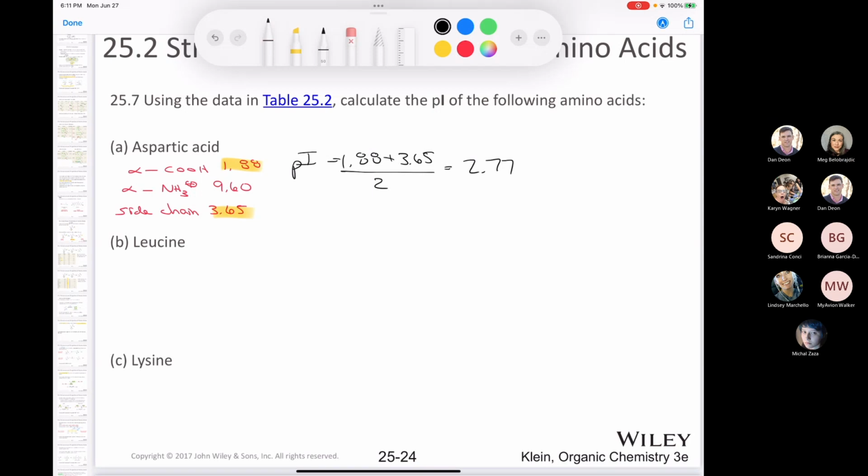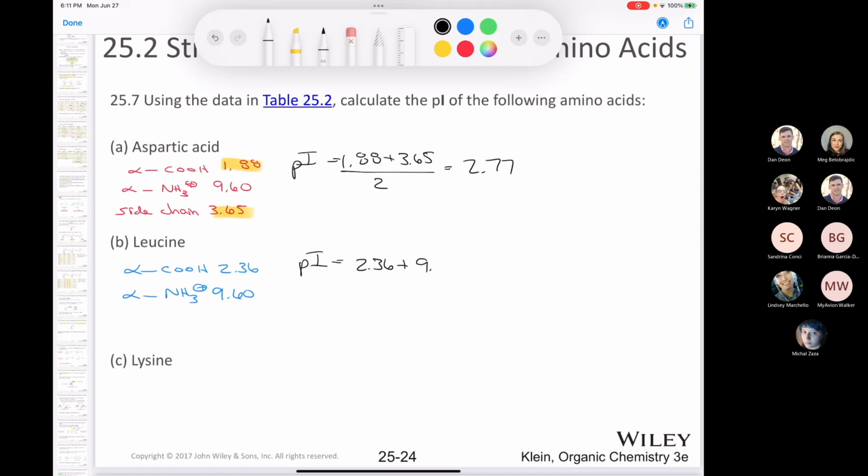Let's just do one more. I'll let you do lysine on your own, but let's just try leucine. Leucine does not have a side chain. It just has the alpha carboxyl, which has a pKa of 2.36. It has the alpha amine. Its protonated form has a pKa of 9.60. So to calculate the isoelectric point, you just say 2.36 plus 9.60. Divide that by 2 gives you 5.98.